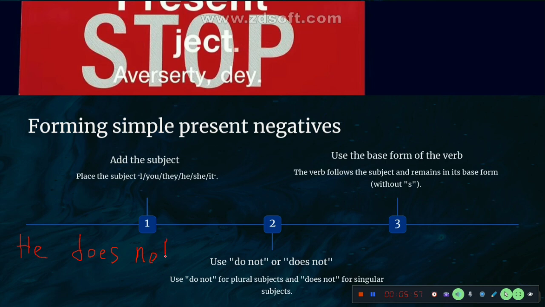He does not. Step three, use the base form of the verb. For example, he does not drink tea. Okay? He does not drink tea. We use the base form of the verb without s or es. Next page.